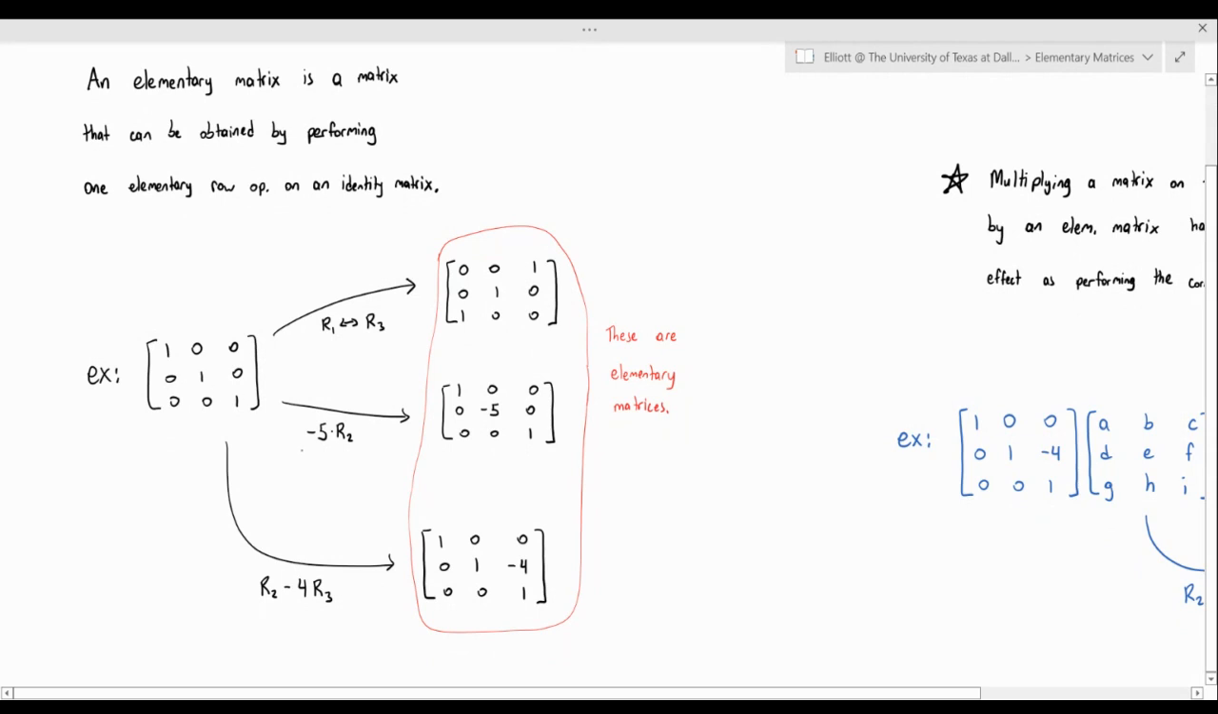Another type of elementary row operation is that you can multiply a row by a number. For instance, if I take the identity and multiply row 2 by -5, that gives us this new matrix over here. So this new matrix would also be an example of an elementary matrix. And lastly, if I take the identity matrix and perform this row operation, row 2 minus 4 times row 3, the resulting matrix would be this matrix down here. So this matrix would also be an elementary matrix, okay? If you can obtain your matrix by doing one row operation on the identity, it is an elementary matrix. Okay.